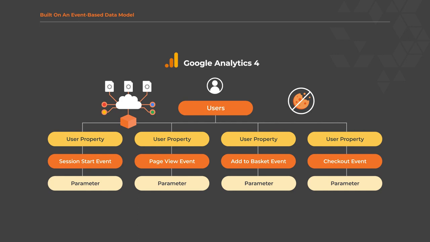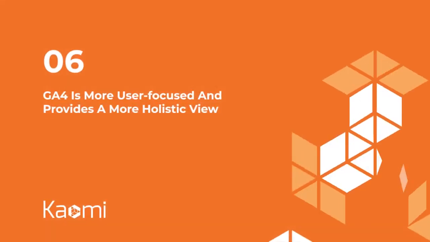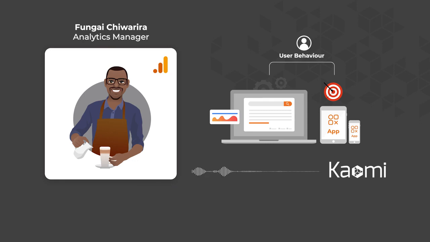So ideally, moving away from cookie-based tracking was a smart move on Google's side. Sixth place on our list, GA4 is more user-focused and provides a more holistic view of cross-device behavior. If you have a website and an app, congrats. GA4 provides a more holistic customer view through cross-device and cross-platform abilities.